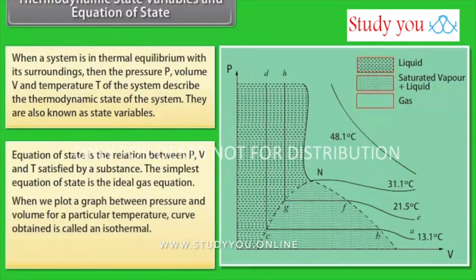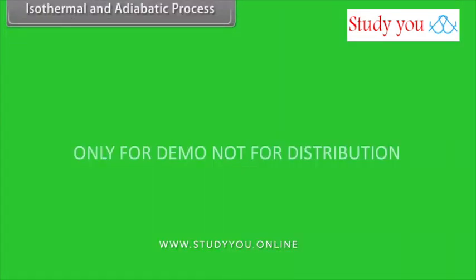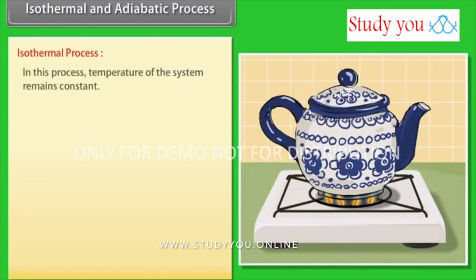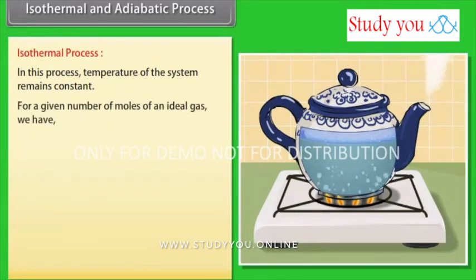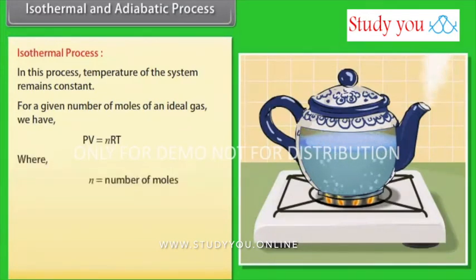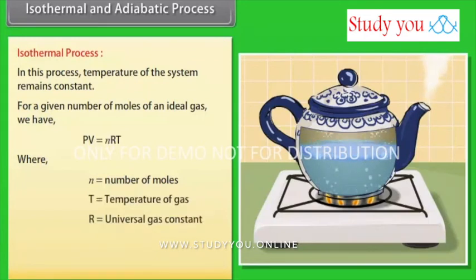When we plot a graph between pressure and volume for a particular temperature, the curve obtained is called an isothermal. Plot of different isothermals for CO2 is given in this graph. Isothermal and adiabatic process. Isothermal process. In this process, temperature of the system remains constant. For a given number of moles of an ideal gas, we have PV is equal to nRT, where n is the number of moles, T is the temperature of gas, R is the universal gas constant. Since T is constant, therefore PV is also constant.